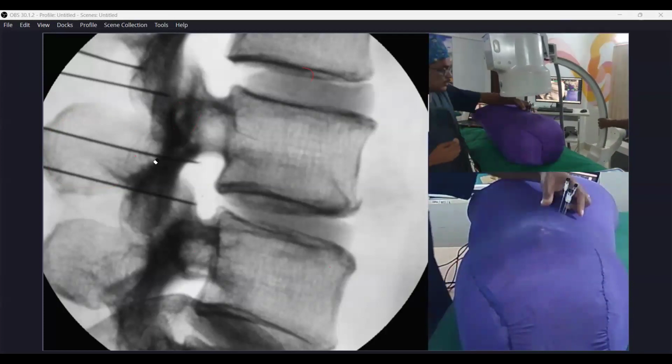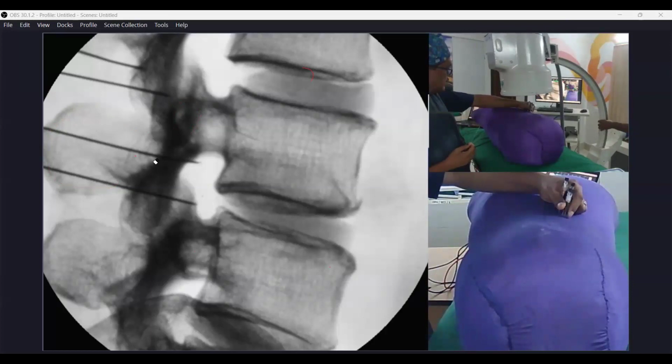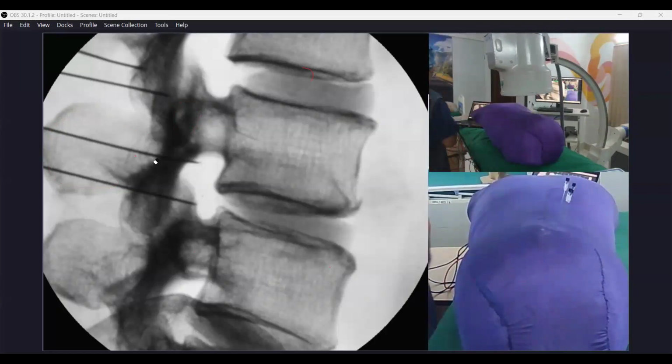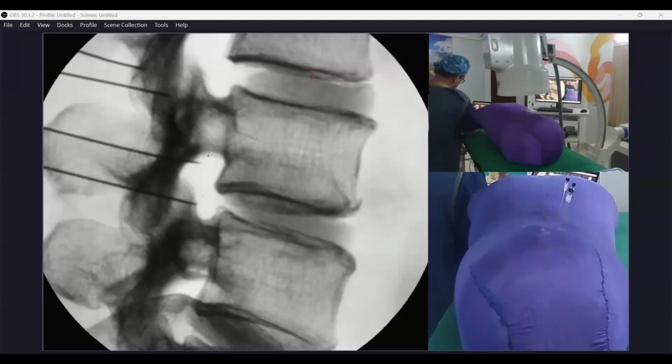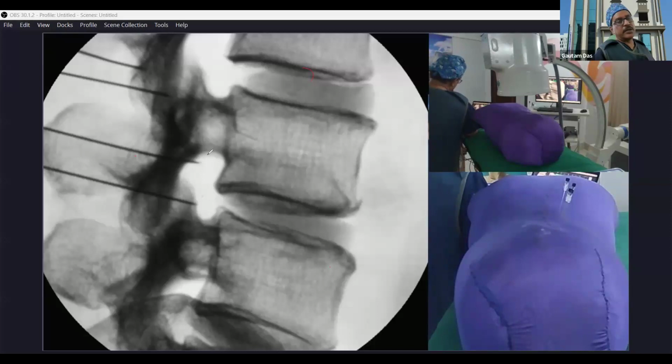Sir, you said that if we advance the needle further in the foramina, we might be injecting into the radicular vein. But for the needle to reach the radicular vein, will we not be hitting the nerve first? Yes, obviously. That is the reason why, before reaching the radicular vein, you are first puncturing the blood vessels.